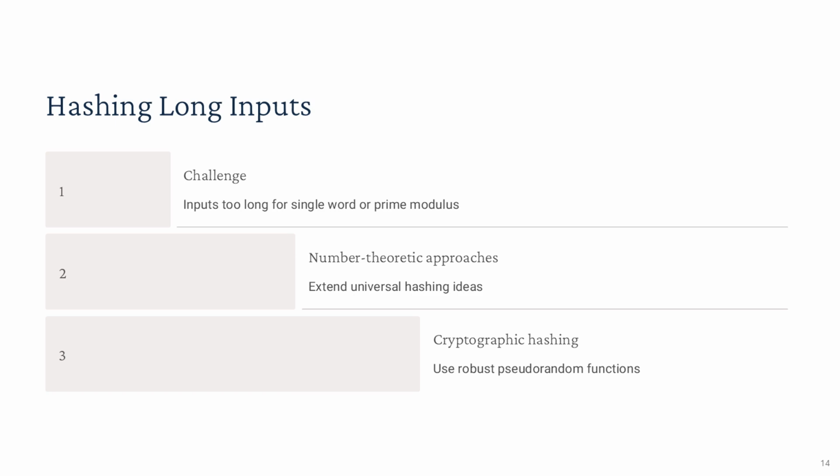Another solution is cryptographic hashing, which employs robust pseudorandom functions to generate fixed-length outputs for arbitrary length inputs. Cryptographic hashes, such as SHA-256, are collision-resistant and widely used in applications requiring high security. For instance, they ensure data integrity in systems managing large text files or digital records, maintaining both performance and security standards.